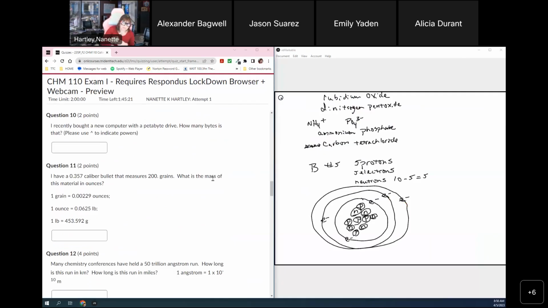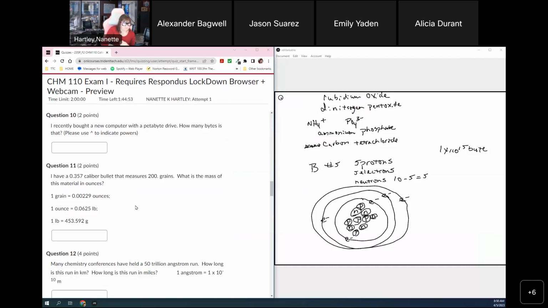When we talk about 10, 10 says, I bought a new computer with a petabyte drive. So when I look at petabyte, if I'm looking on my exam handouts, I see that peta is listed as 10 to the 15th. So this is a 1 times 10 to the 15th byte, because it does have how many bytes that is. So I need to do that.